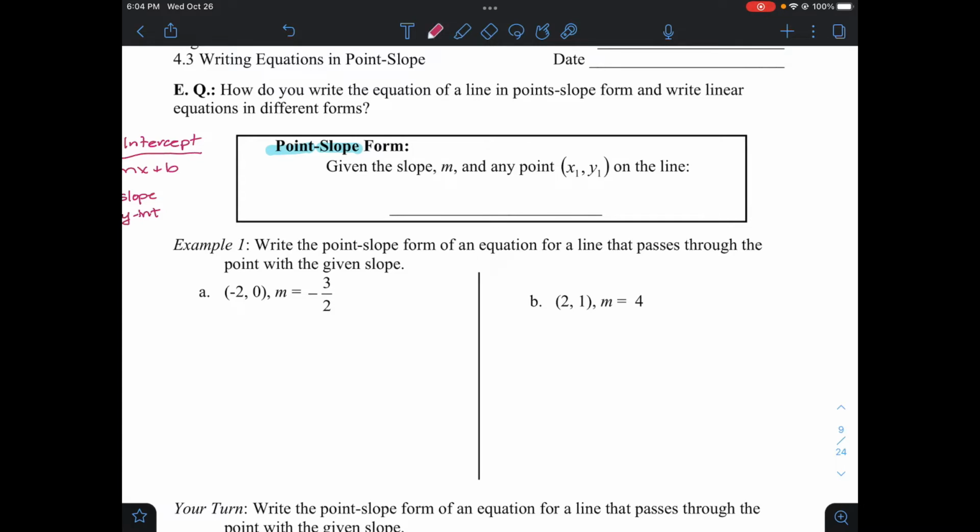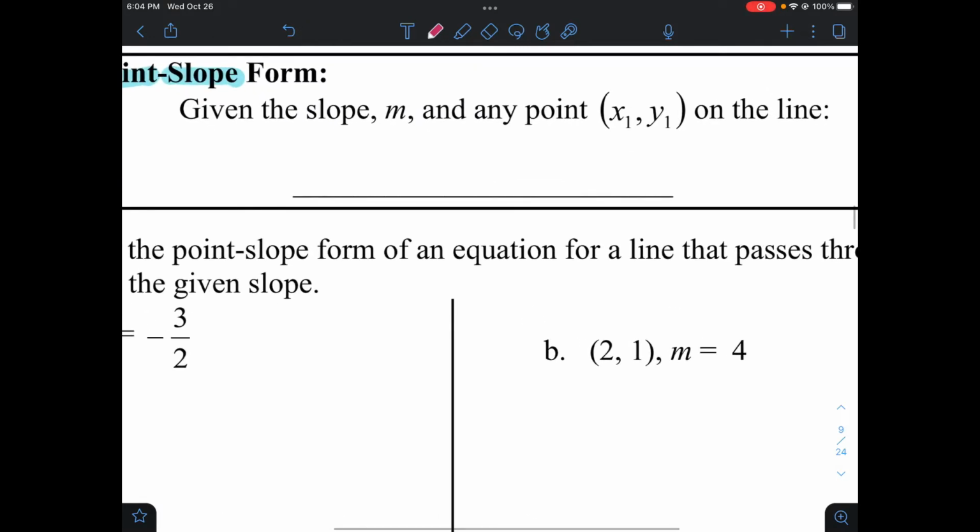So point-slope form still has m in it, which represents the slope, and any point on the line. So that's (x1, y1). So when we write point-slope form, it's y minus y sub 1 equals m times the quantity x minus x sub 1.